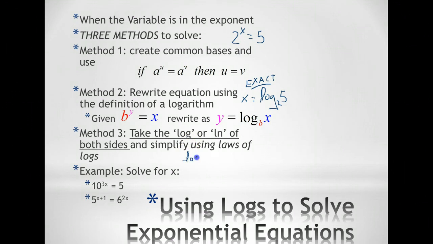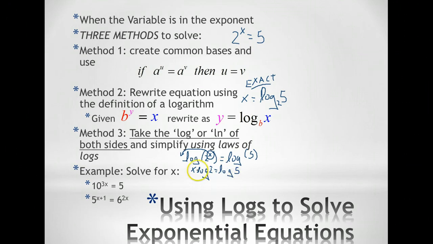I just write log in front of everything on the left-hand side and log in front of everything on the right-hand side. And what do I do here? Well, I know from my rule from part 3 that if I have an exponent inside a log, I can just move it to the front. So I get x log 2 is equal to the log of 5.